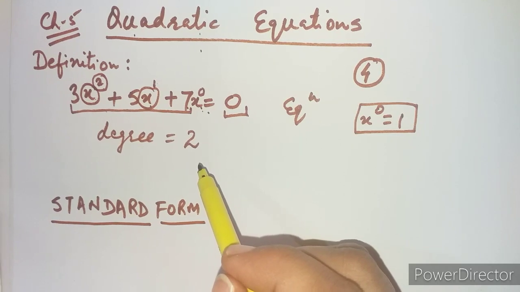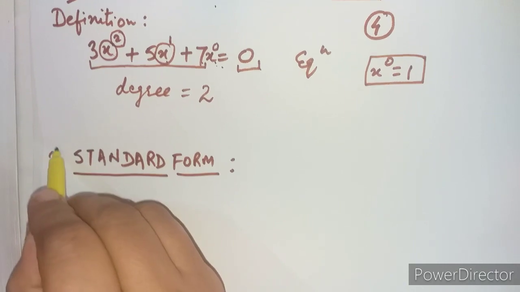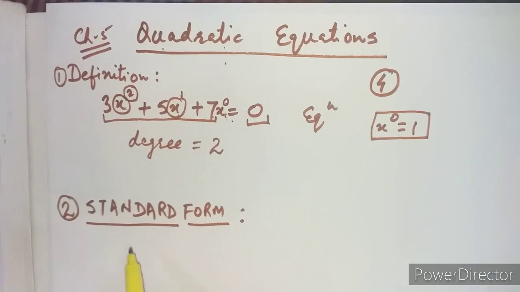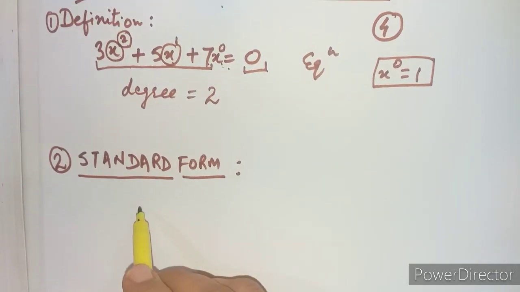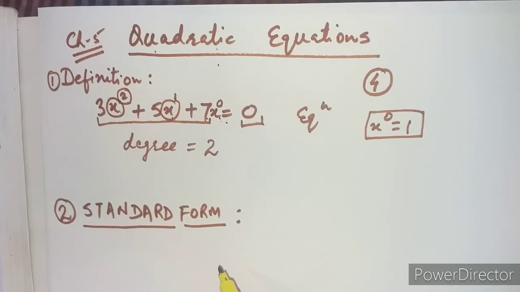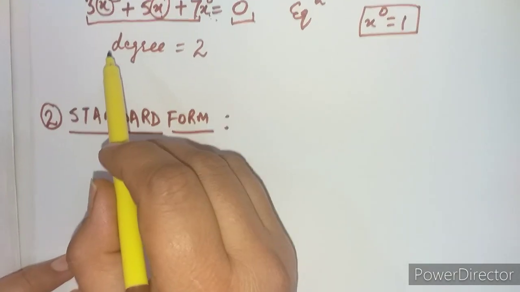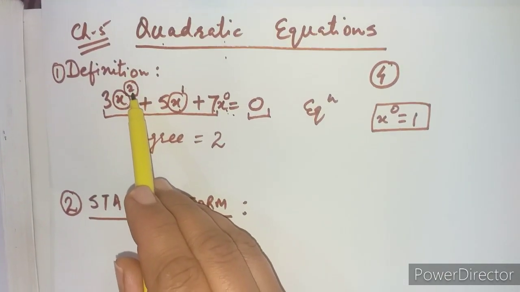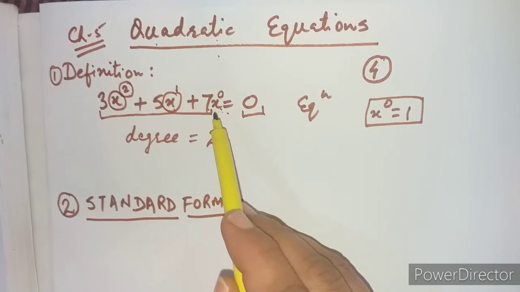Now let us come to its standard form. This is the second point about our quadratic equations. Definition was the first point. When we talk about the standard form, I may write so many different types of quadratic equations. You may have hundreds of examples, and by this time it is clear to you that a quadratic equation should have 3 terms: one with power 2 of the variable, one with power 1 of the variable, and one with power 0 of the variable, meaning a constant term.